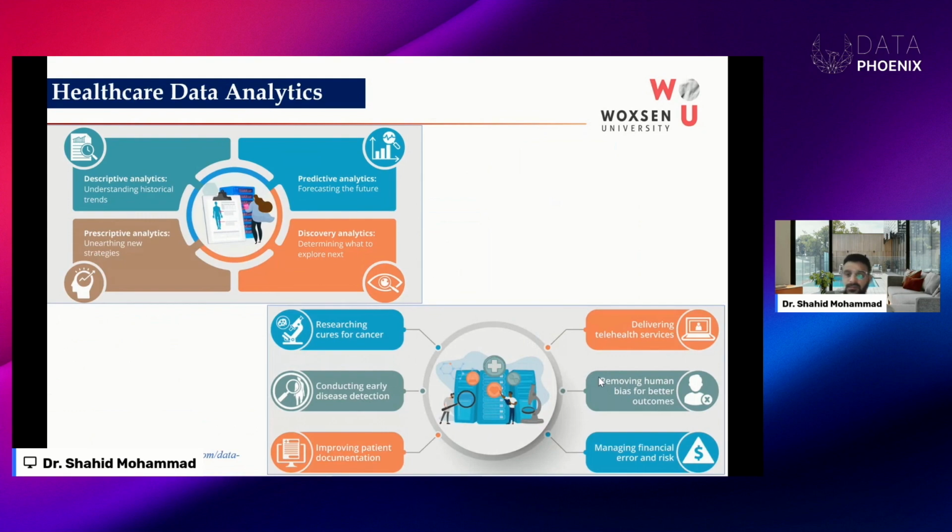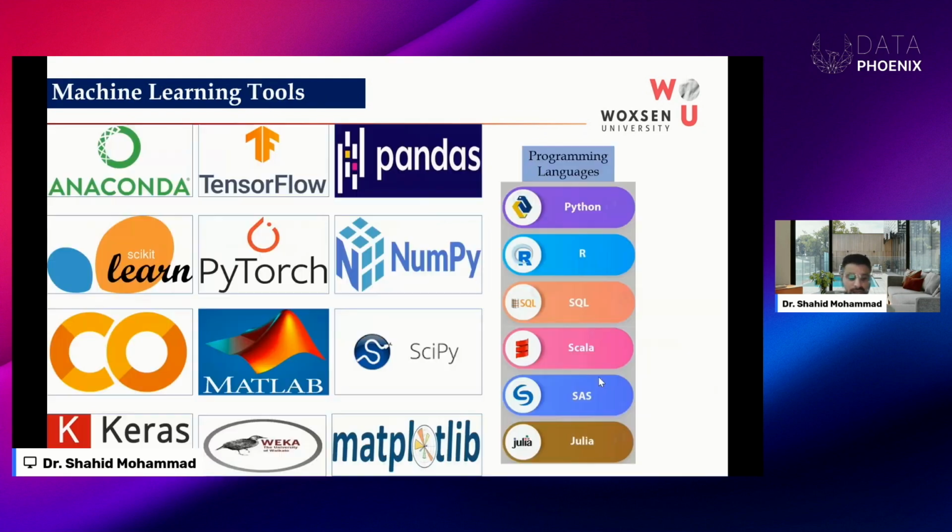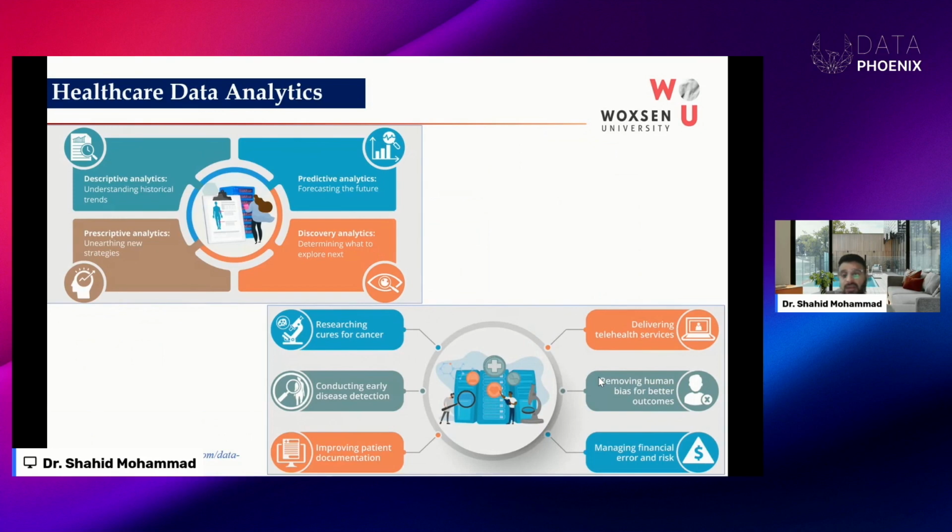So followed by that, what kind of analysis can we perform with these tools and techniques? We can do descriptive analytics, where we can understand the historical trends and provide answers to questions. We can also do predictive analytics, what will happen in the future, we can forecast the future as well. And also we will work on prescriptive analytics. What precautionary measures will we need to take in the future in order to solve or tackle any problem. And discovery analytics is itself a research, where we are examining and determining what to explore next.